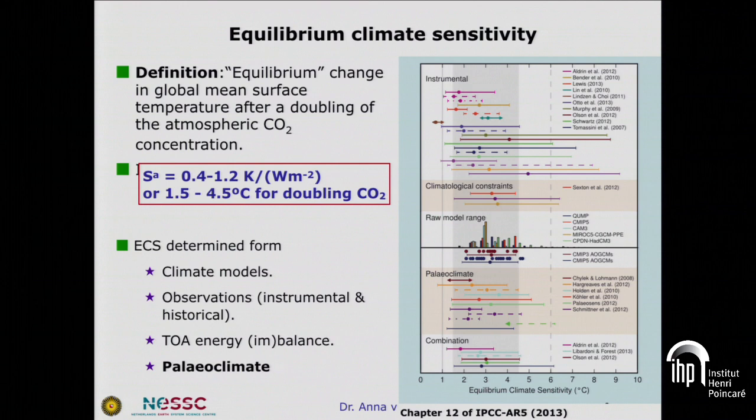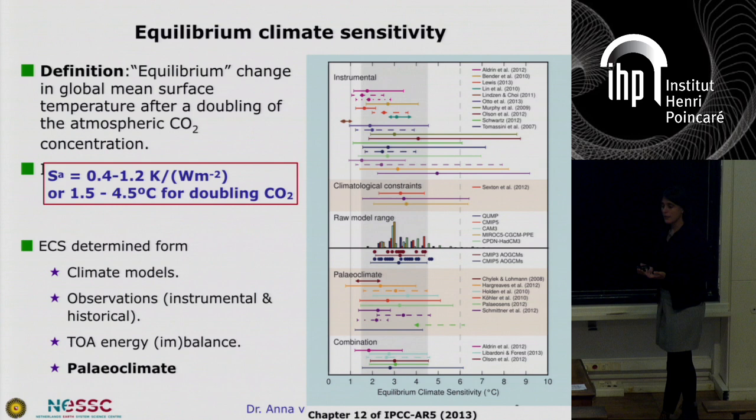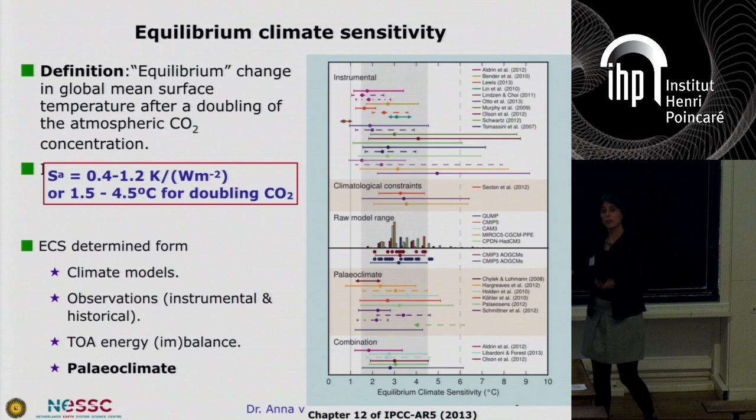Of course, we have lots of observations from today, maybe the last 150 years, but that's a rather short time if you think about an equilibrium and about large changes in CO2 concentrations. So it's quite natural to look into the past, where we know that there have been much higher CO2 concentrations, and also much lower ones, in order to see what that does. But of course, there are other drawbacks to that.